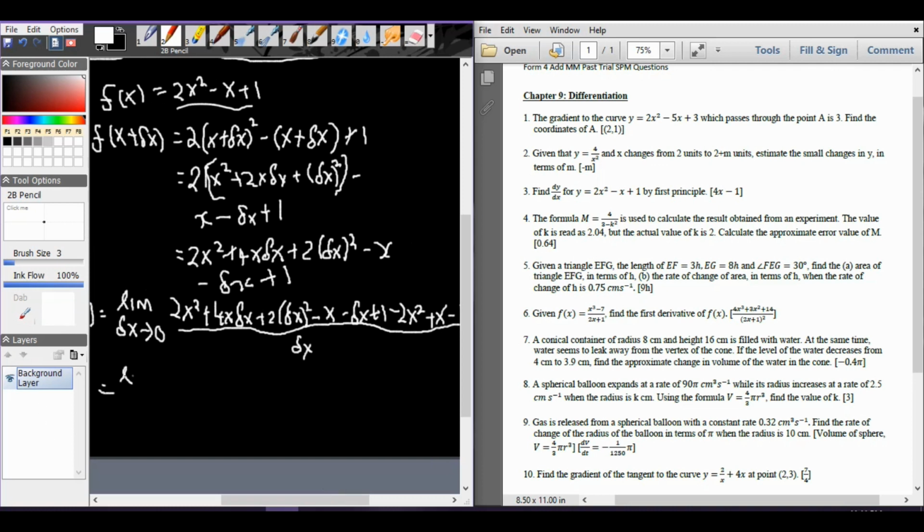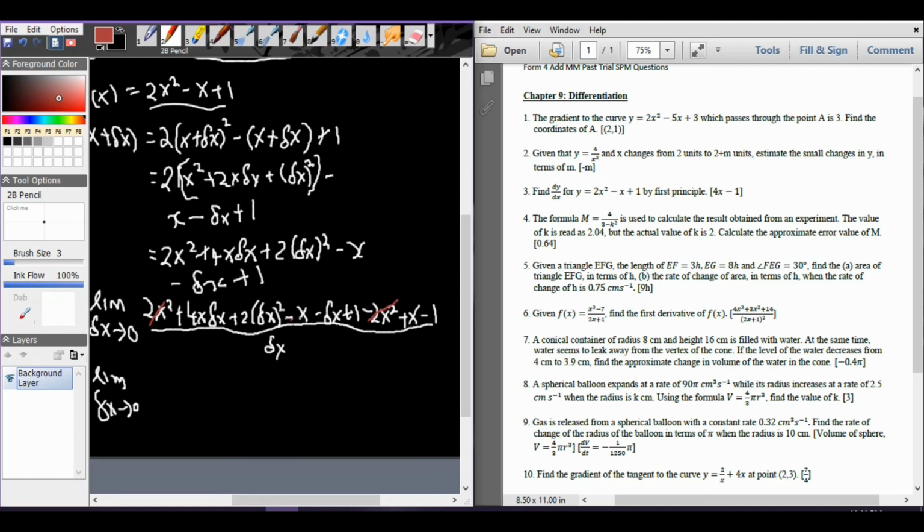Then you will have limit delta x to 0. So 2x squared minus 2x squared, then you can cancel out negative x plus x, and also plus 1 minus 1. So now we are left with 4x delta x plus 2 delta x squared minus delta x over delta x. Then we divide by delta x. So limit delta x to 0, then 4x plus 2 delta x minus 1.